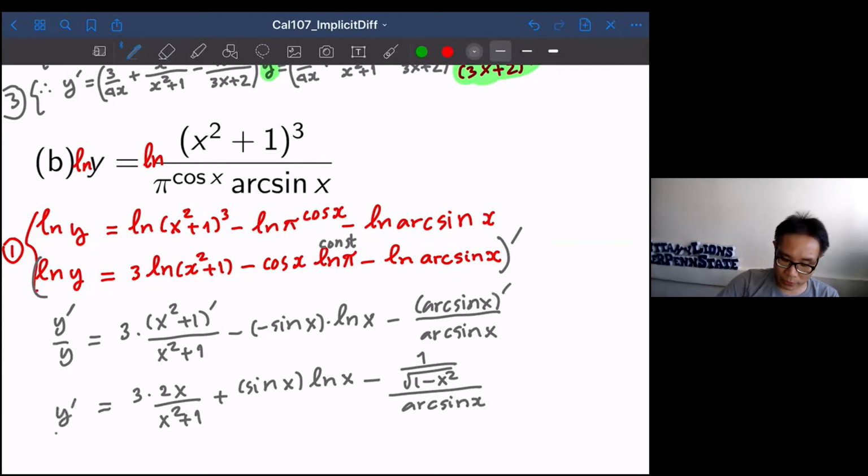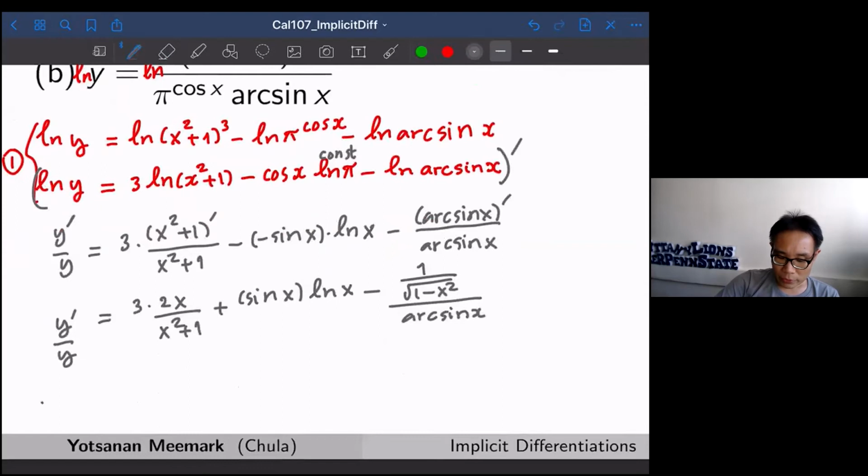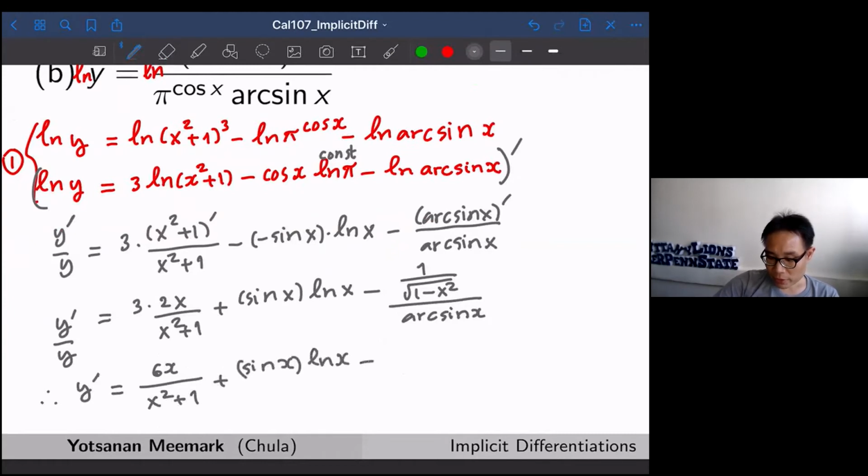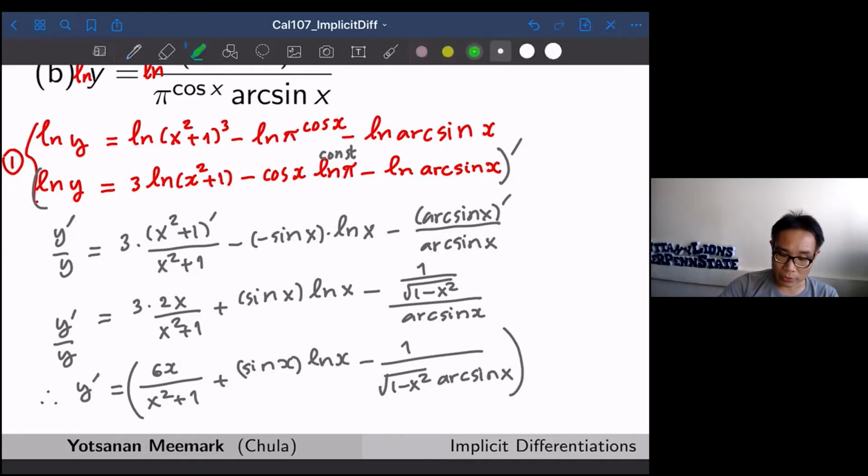So this one is y prime over y. So in this case, you get y prime equal to 6x over x squared plus 1 plus sin x times log pi minus 1 over square root of 1 minus x squared times arcsin x. And this thing will be the whole thing multiplied with this y, okay? So you see that you're gonna multiply with this y to obtain your final answer.